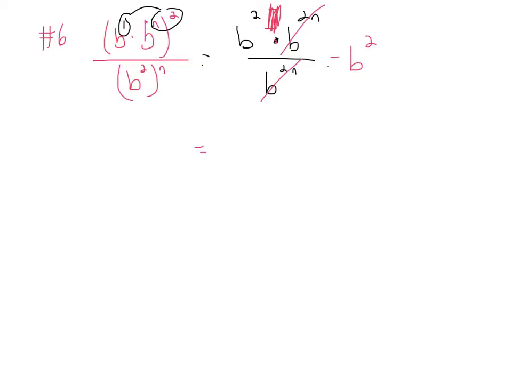You could have also said this. All right, well, the top is just b to the second power plus 2n. Same base means do what with the powers? Add them, minus the bottom power. Well, 2n minus 2n, they're gone. You get b squared. Finished. Done.